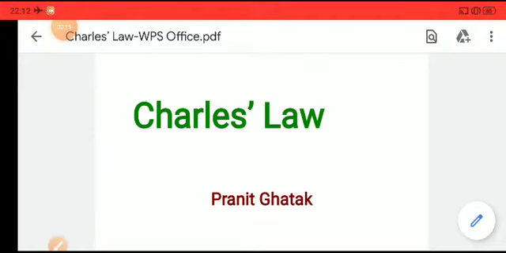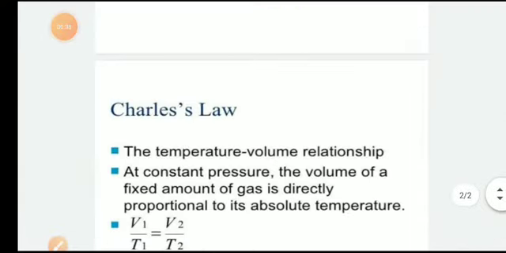So let's begin. Today's topic is Charles Law. In the previous video, we already discussed Boyle's Law. So we have a clear concept about Boyle's Law, and the next law is Charles Law. In this class, we will be discussing Charles Law.